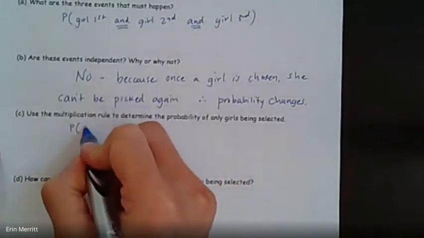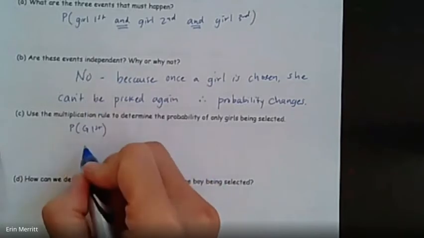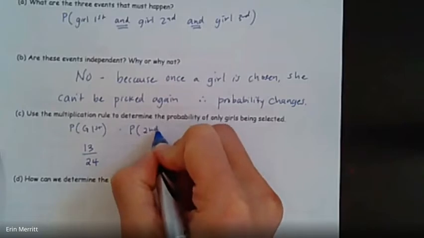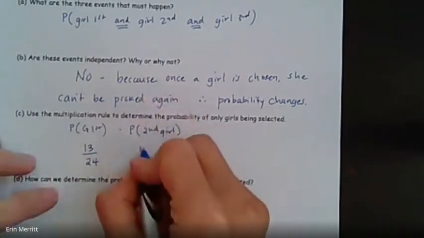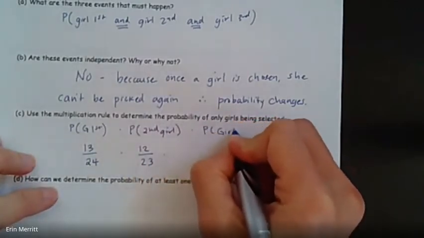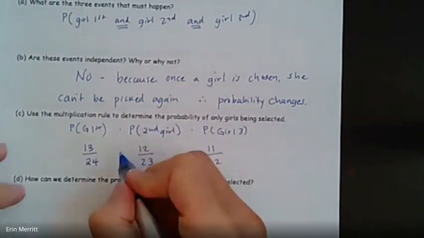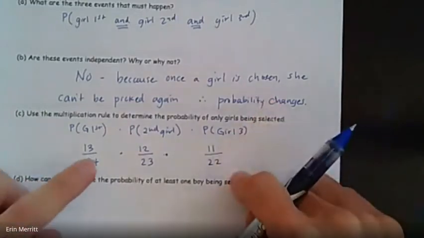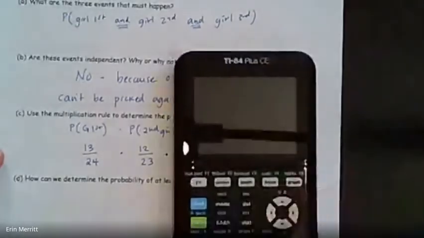So the probability of girl number 1 would be 13 out of 24. Times the second girl, all right, now it's going to change a little. It's not going to stay 13 out of 24. It's now going to be 12 out of 23. And then times the probability of girl number 3. Well, now there's only 11 girls to pick from, and there's only 22 kids to pick from. So that's all that means, is that you have to realize, oh hey, it's going to change. It's not just the same thing times itself over and over again, all right, like it was in the switches question.